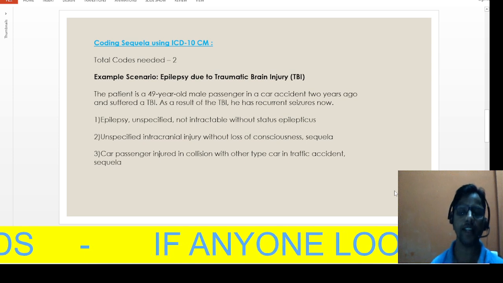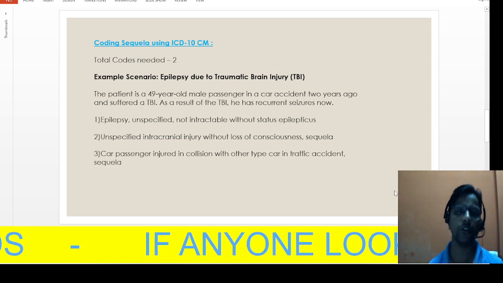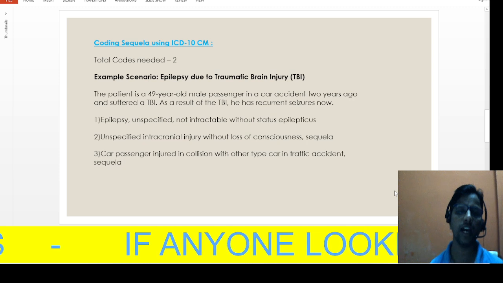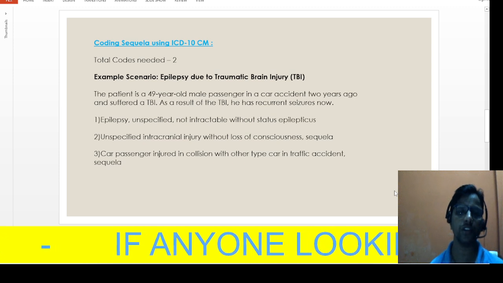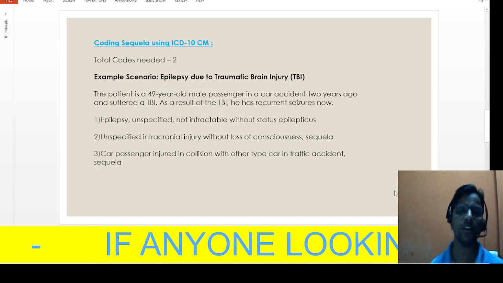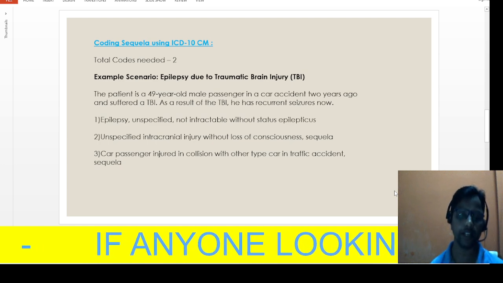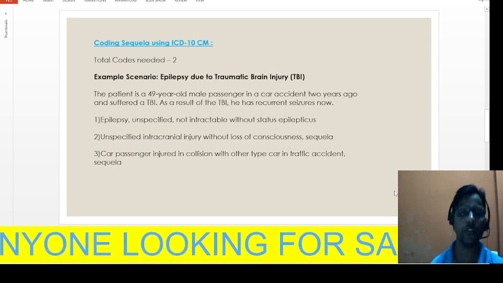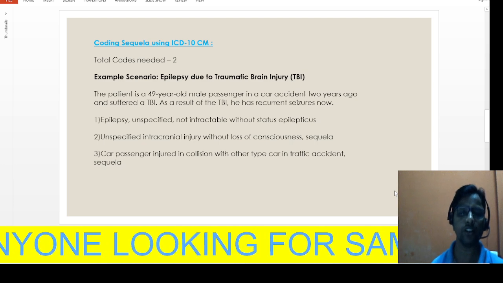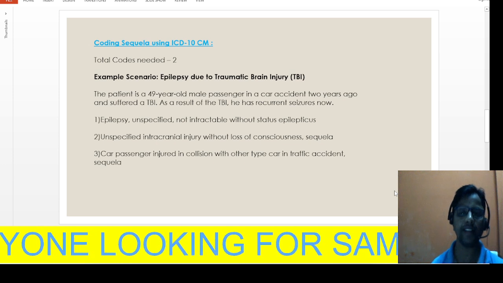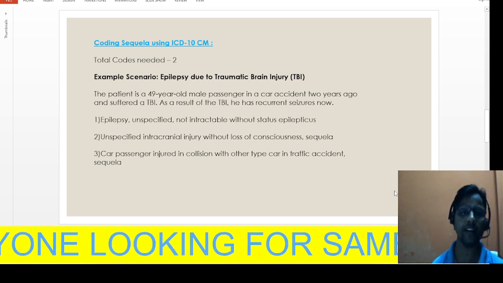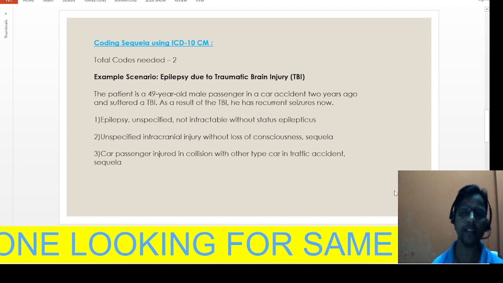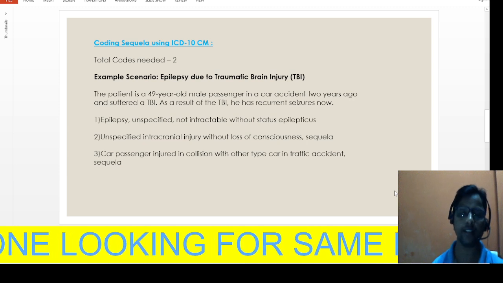Next we will see an example scenario for sequela. In order to code sequela in ICD-10-CM, we mandatorily need to use two codes. Here is one example scenario: epilepsy due to traumatic brain injury. In the documentation, most of the time you will see it as TBI. The patient is a 49-year-old male passenger in a car accident 2 years ago who suffered a TBI. TBI is traumatic brain injury. As a result of the TBI, he now has recurrent seizures.